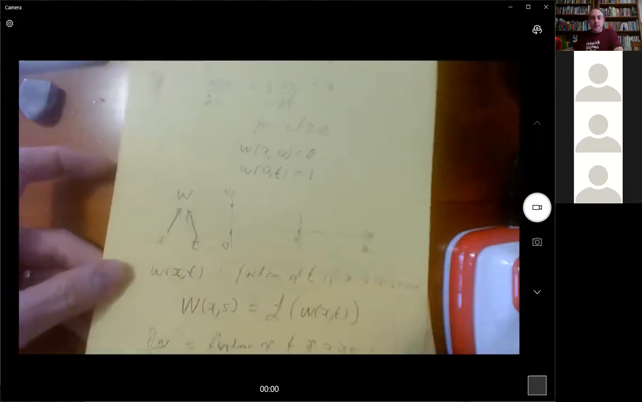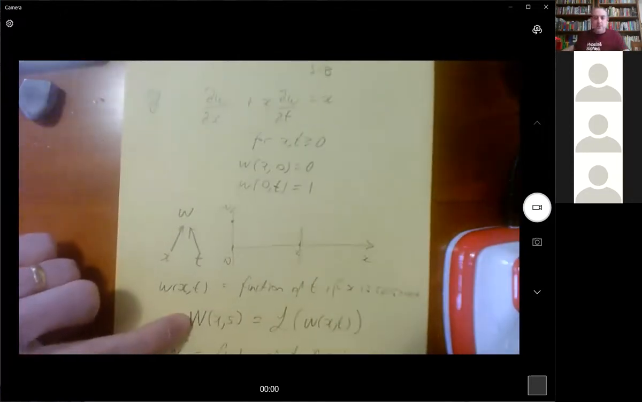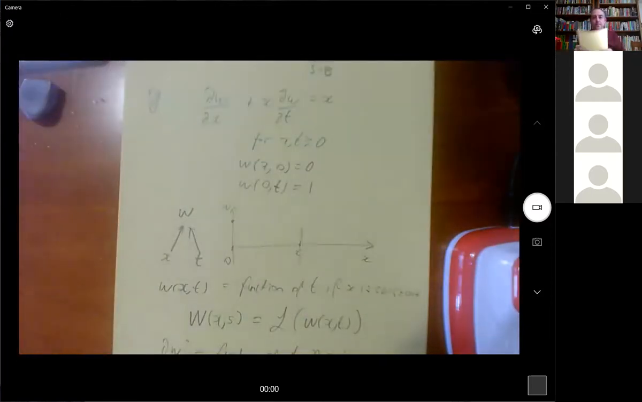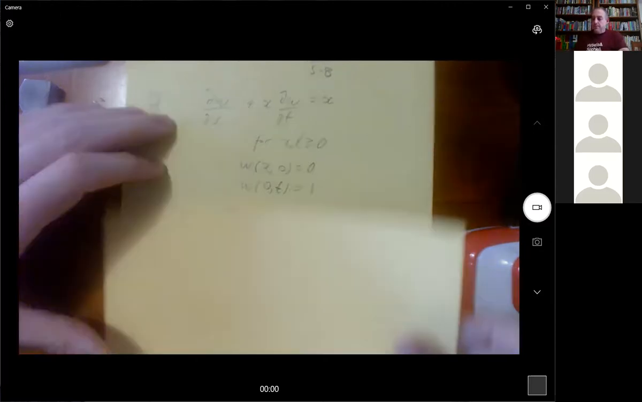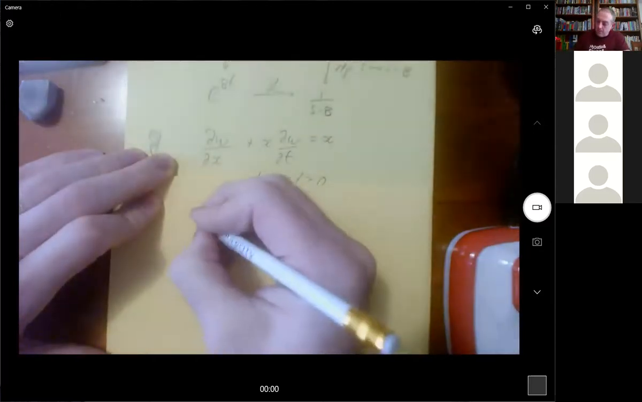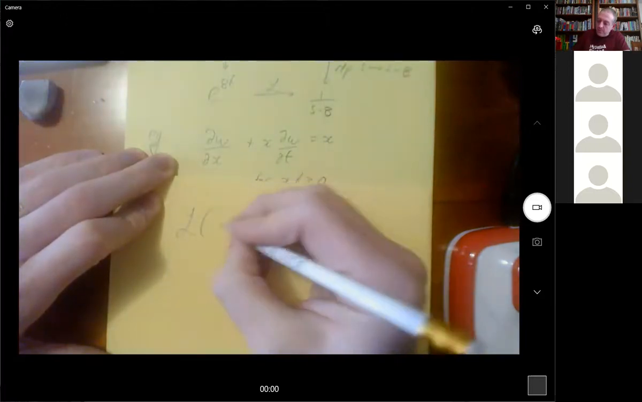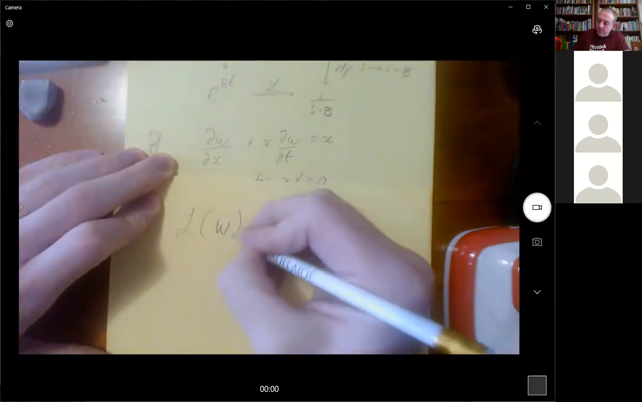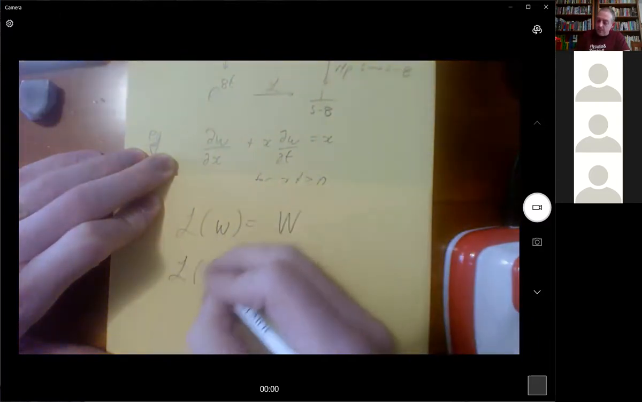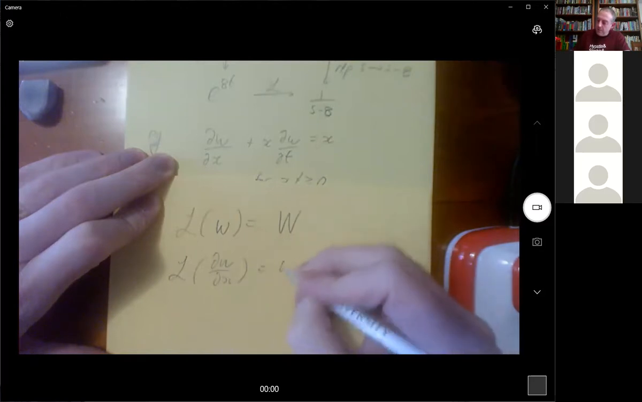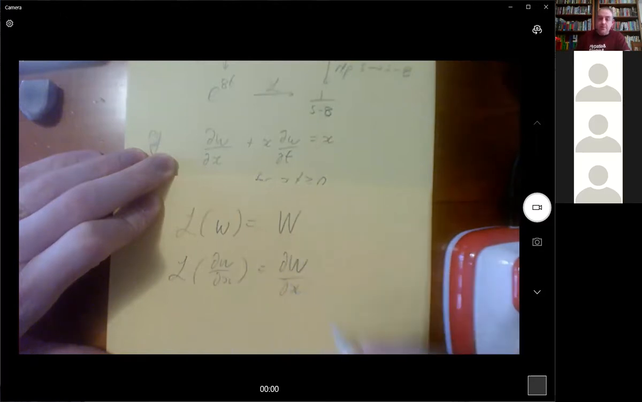So what I'm thinking here is I've started here by looking at the Laplace transform. I'm going to Laplace transform each piece of this. All right, here we go. So the Laplace transform of little w is capital W. And the Laplace transform of dw on dx is d capital W on dx.